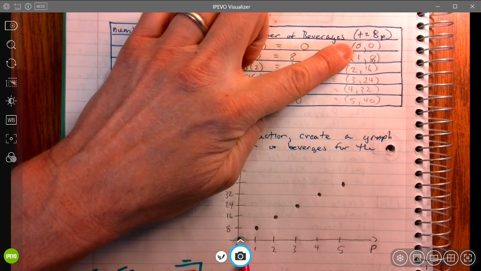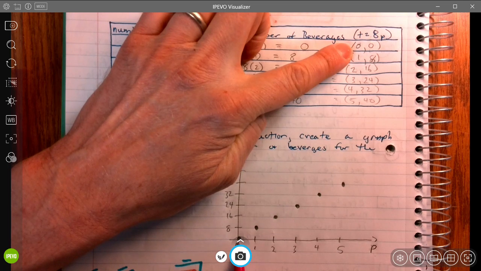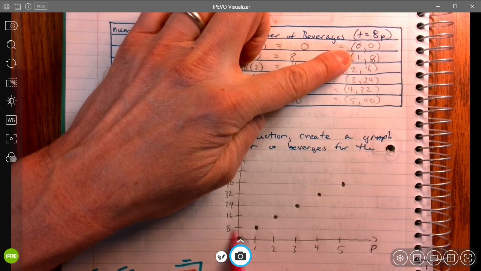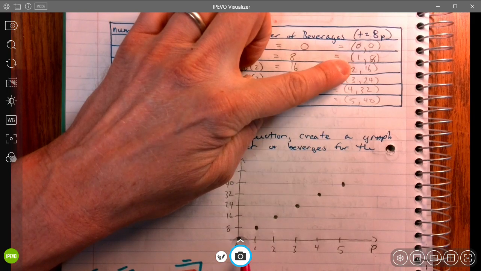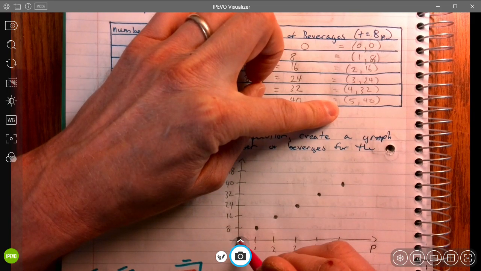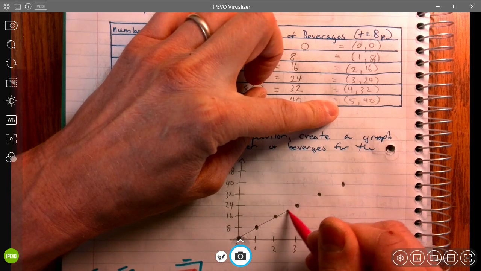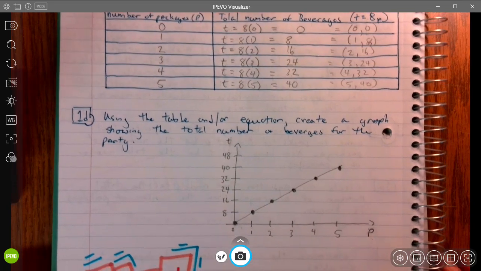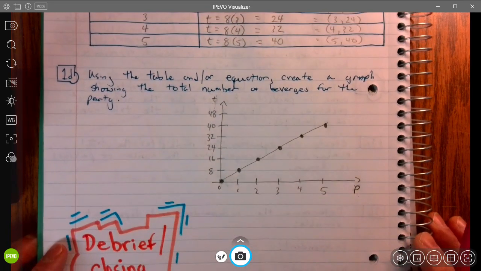Notice all I did, I went for 0, 0. I plotted the point at the coordinate 0, 0. For 1, 8, I went over 1 and then up to the 8. Okay, and I did that for each of our ordered pairs. And then I'm going to, as neatly as possible, draw a line through those points.